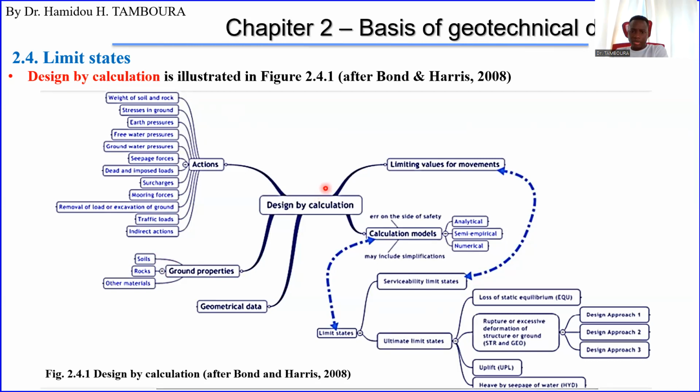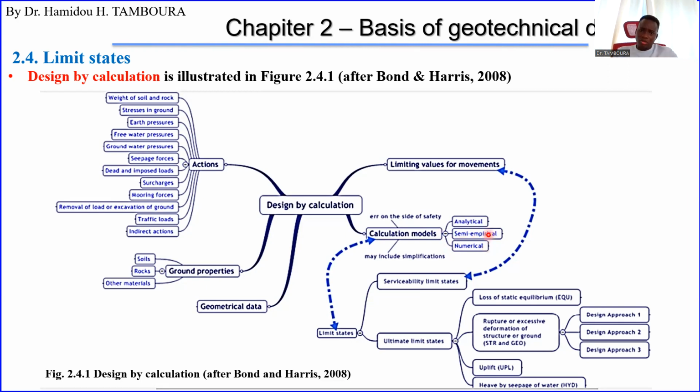Then you have the limiting value for movement, okay? You need to know what is the limitation. For example, what is the settlement, the amount of settlement allowed, the movement allowed, okay? Then you can choose a calculation model. It can be analytical, semi-empirical, or numerical model using any software.